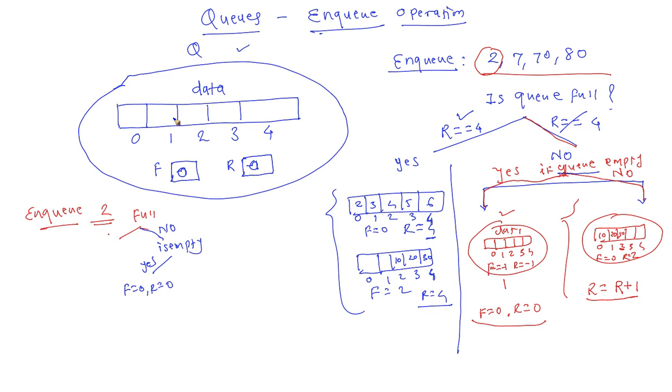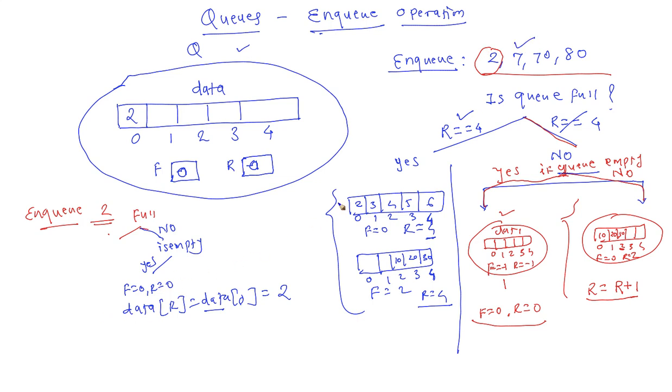And then I'll go to the data array, right? Data of R, which is data of 0. Inside the data array on the 0th location, I'll insert 2. 2 goes here, right? Now to insert 7, what will I do?